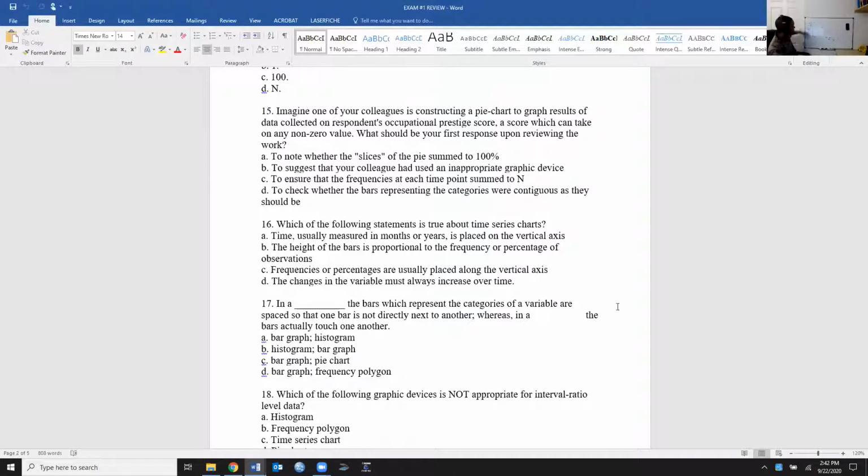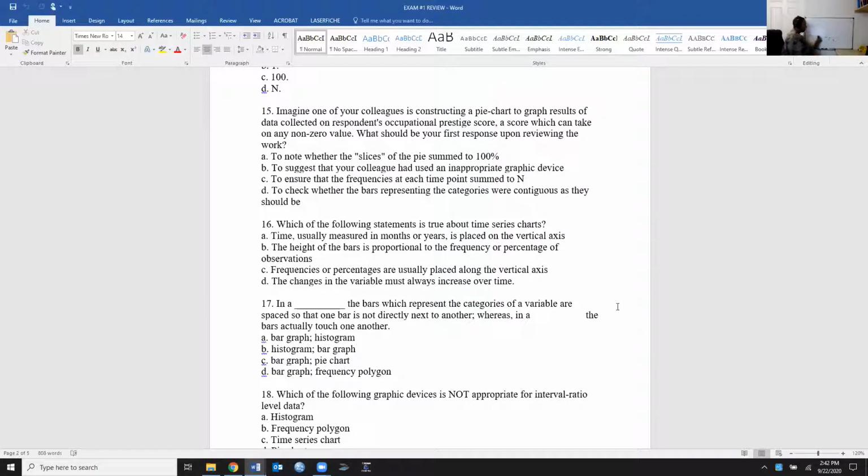And then the variable of interest, usually frequencies or percentages, is going to be on the vertical axis. So horizontal x-axis, vertical y-axis. Anybody have any questions about that?